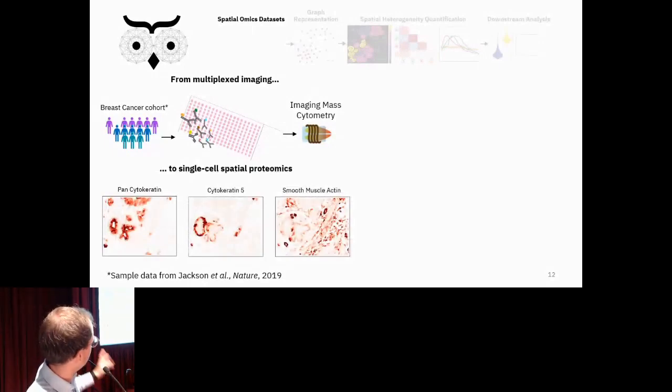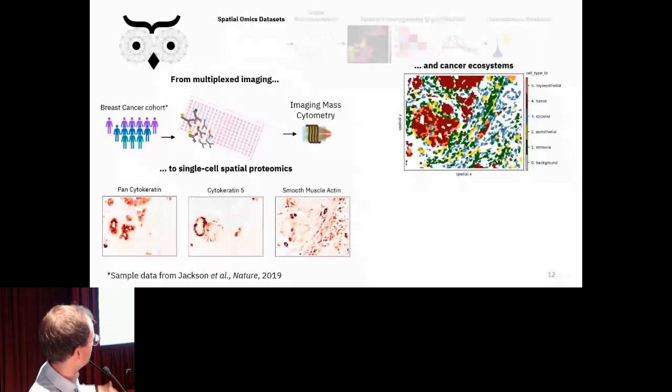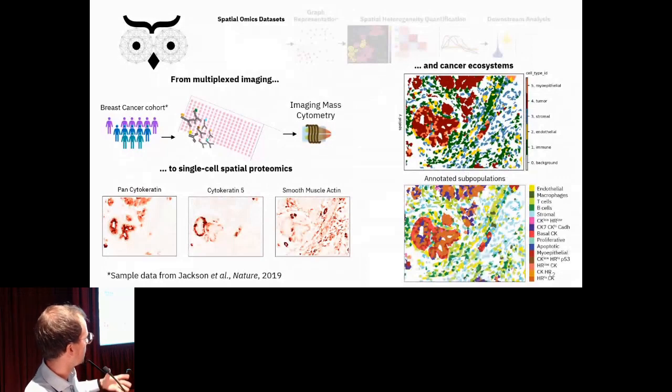So here you can see the visualization of 3 different proteins in a sample of this data set. And the color highlights the different intensities of these different proteins. And we can then use these different intensities to define different cell types within the tissue. So here we have some immune cell types, stromal cell types, or different tumor cell types. And the antibody panel that was used in this data set actually also enabled the authors to produce a bit more granular cell types. So they, in the end, defined 27 different cell types that are shown here with different colors.